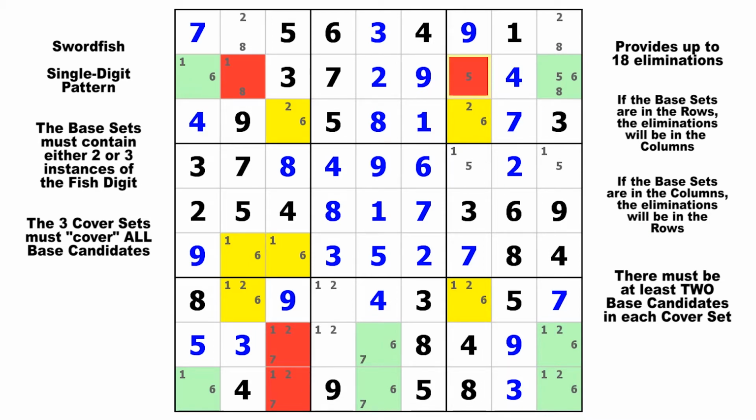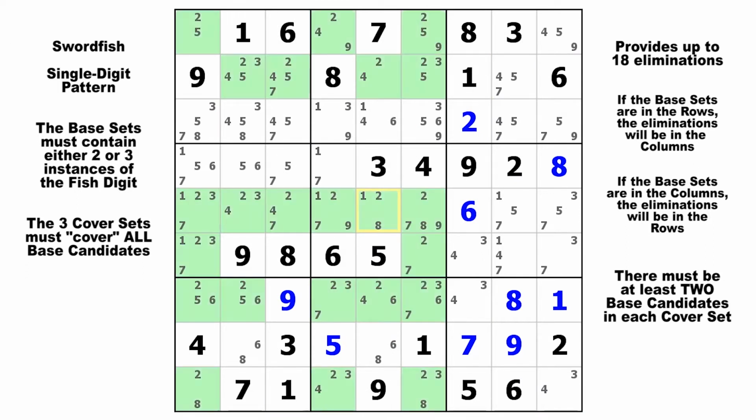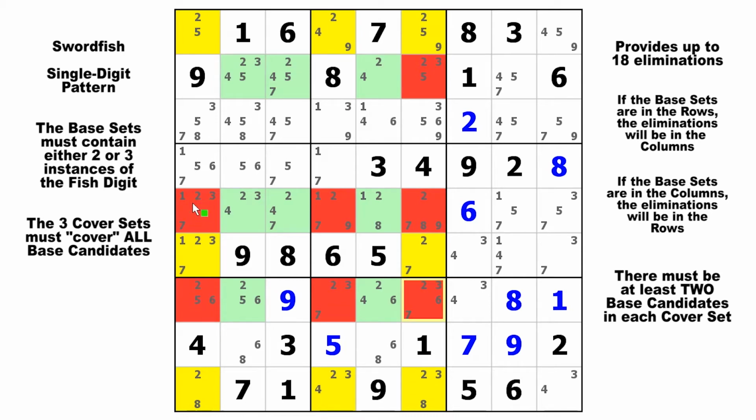Okay, next one. All right, in this puzzle, let's take a look at candidate 2, and let's look at row 1, row 6, and row 9. And you see you've got three instances of the candidate in two of the base sets, and only two in this middle base set here in row 6. So now there's your swordfish, there's your three base sets, so we can eliminate all other candidate 2s from those three columns that contain all the base candidates. There's one here and here, and one here and here, and one here, here, and here. So that looks like there are 7 eliminations. You can eliminate that 2, that 2, that 2, that 2, and all three of those 2s in column 6.